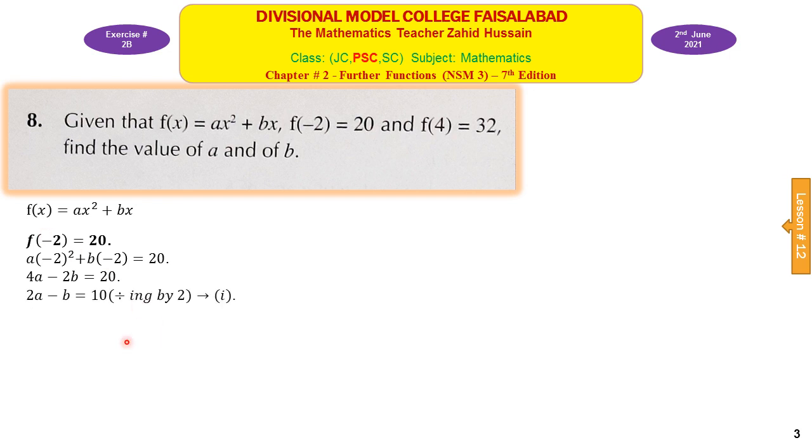have two equations. First equation, using first condition, that is the value of the function f when x is equal to minus 2 is equal to 20, we get an equation 2a minus b is equal to 10. Similarly, using second condition, which is the value of the function f when x is equal to 4 is equal to 32, we get another equation which is 4a plus b is equal to 8. Now these are the two equations.